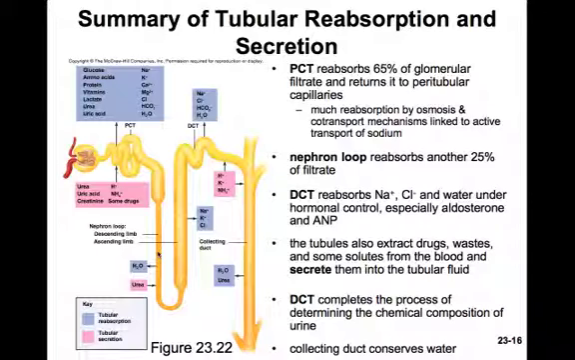Now the collecting duct in phase 3 of urine formation we'll see is all about conserving water, reabsorbing the final amounts of water using a gradient that's been set up by the nephron loop.